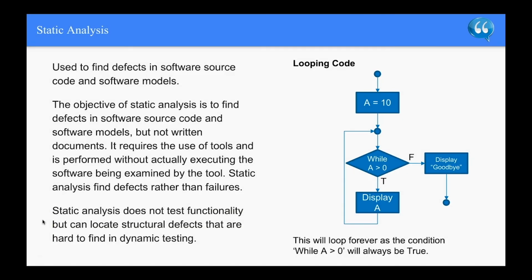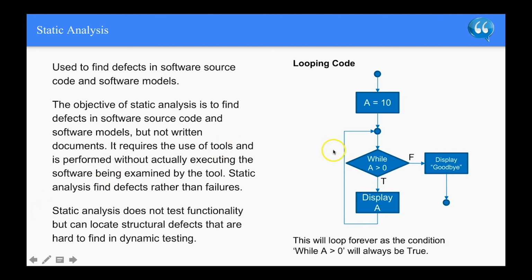Static analysis is used to find defects in software source code and software models. The objective of static analysis is to find defects in software source code and software models, but not written documents. It requires the use of tools and is performed without actually executing the software being examined by the tool. Static analysis finds defects rather than failures. It does not test functionality, but can locate structural defects that are hard to find in dynamic testing.